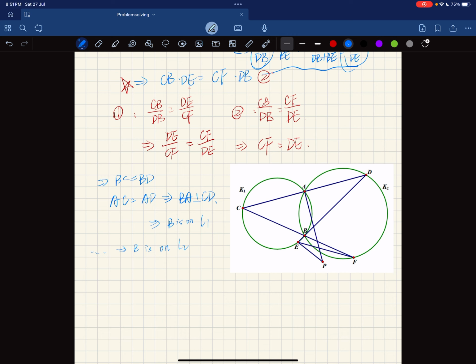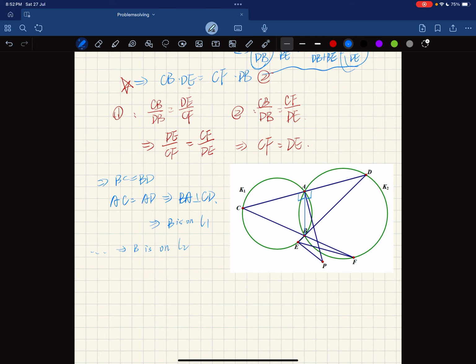So from here, we can know that A, B, P, these 3 points are collinear, although it doesn't look like that on this diagram. So if we connect the points A and B, we must find that the angles CAB and DAB are all equal. They all equal to 90 degrees. What does it mean?